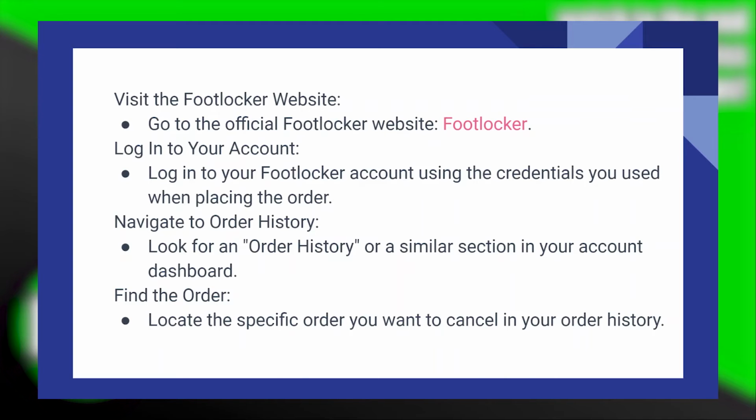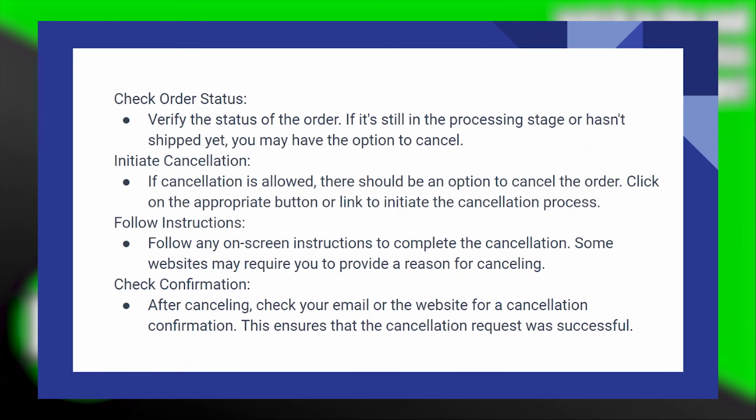Look for an order history or a similar section in your account dashboard. Locate the specific order you want to cancel in your order history. Verify the status of the order. If it's still in the processing stage or hasn't been shipped yet, you may have the option to cancel.